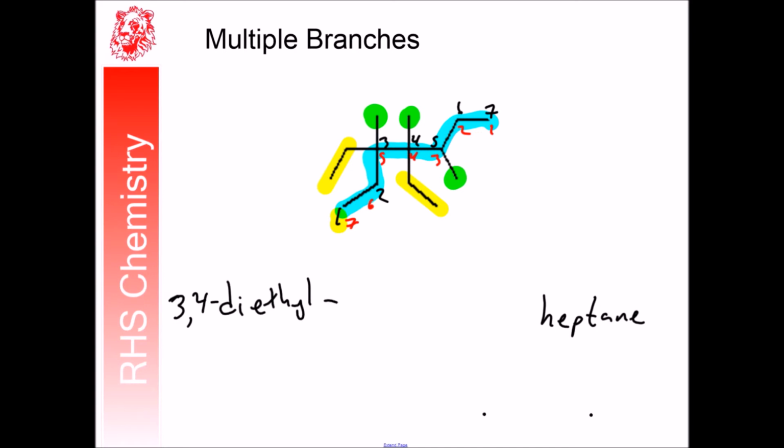And now I can do my methyl groups. One's off of carbon 3, 4, and 5. So 3, 4, 5, trimethyl heptane. And so this would be all one giant word. There'd be no spaces here.